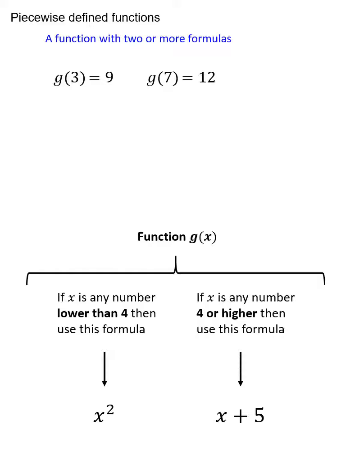So you can see so far that based on the value of the input, we're either going to use the formula on the left or the formula on the right. Finally, let's look at g of 4. I'll pause while you decide which formula you think we should use to find the output.